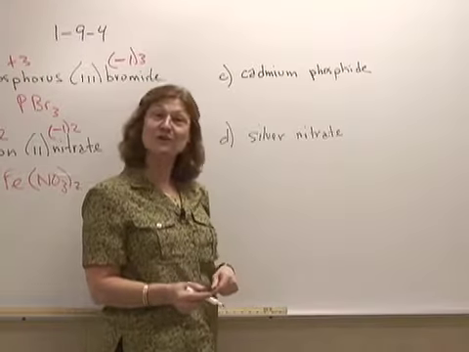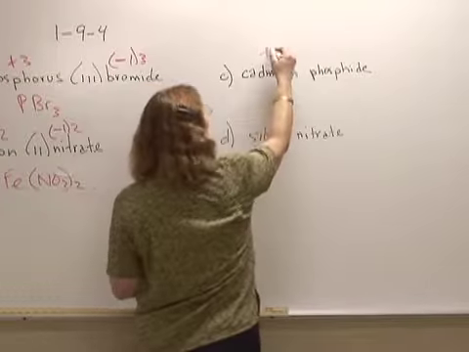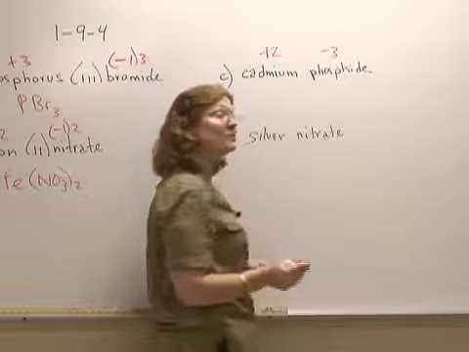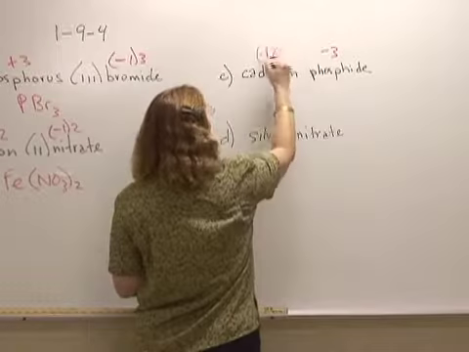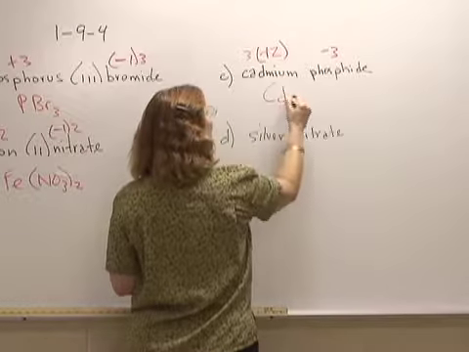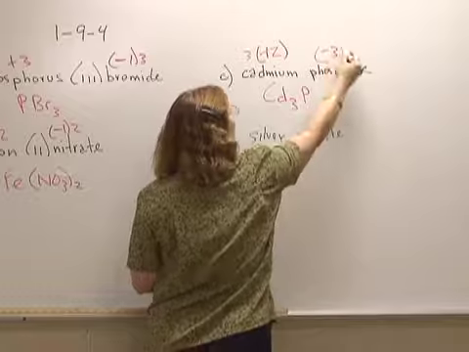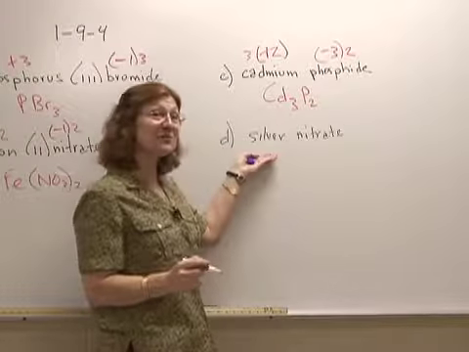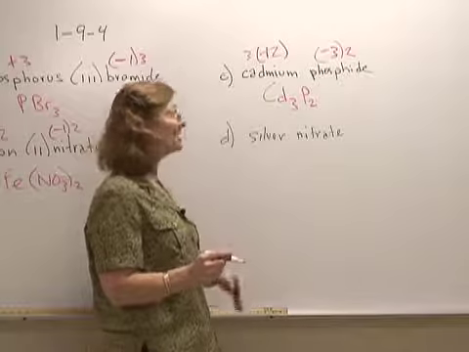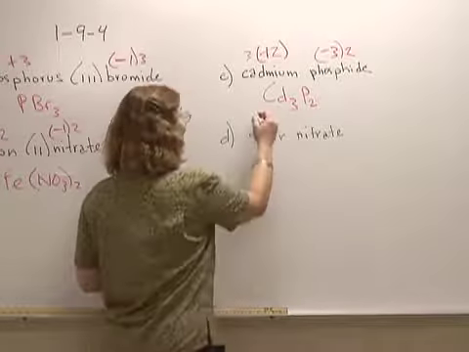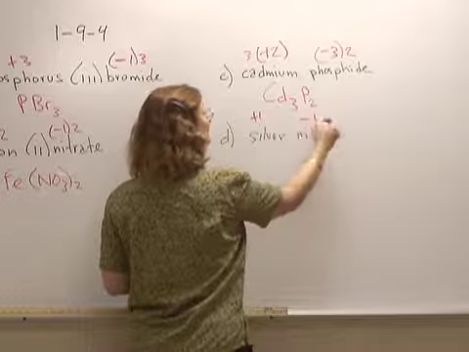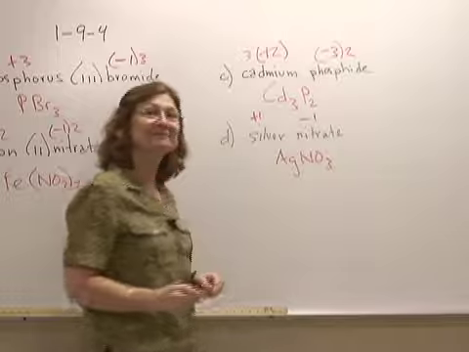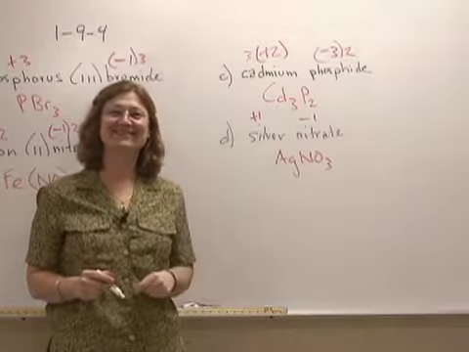In C, we do not have a Roman numeral because cadmium is one of our silly 6, and it's always, always, always plus 2. And phosphorus is -3. The common multiple between 2 and 3 is 6, so I need 3 cadmiums and 2 phosphorus. Also, silver is one of the silly 6, just like cadmium, and it's always plus 1. And nitrate is -1, so it's just AgNO3. And that's how you do those.